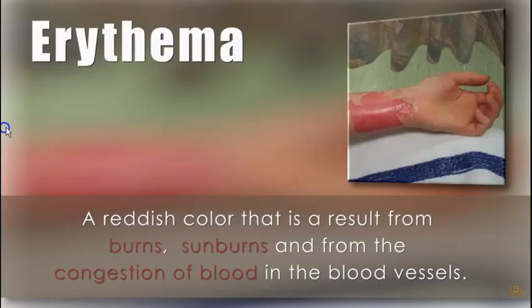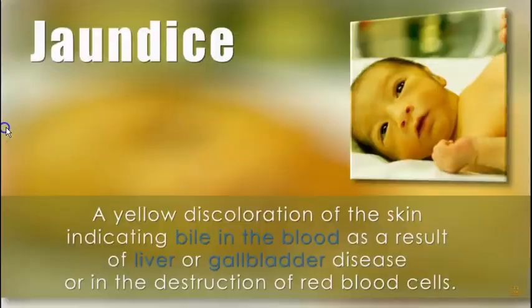Erythema is a reddish color that results from burns and from the congestion of the blood vessels, like a slight bruise. Jaundice is a yellow discoloration of the skin, indicating bile in the blood as a result of liver or gallbladder disease, or in the destruction of red blood cells.